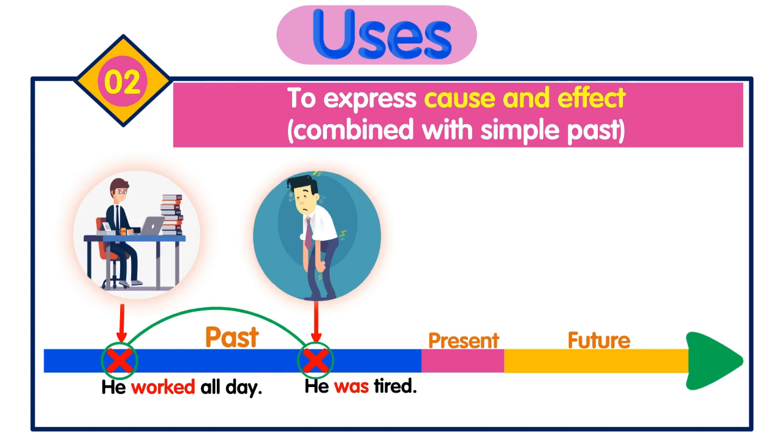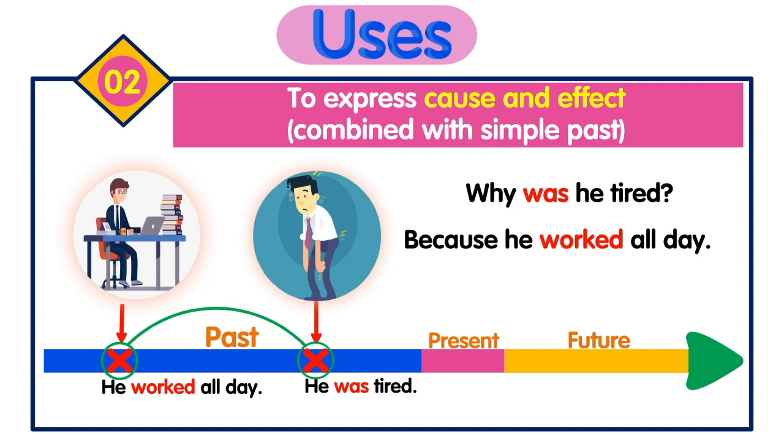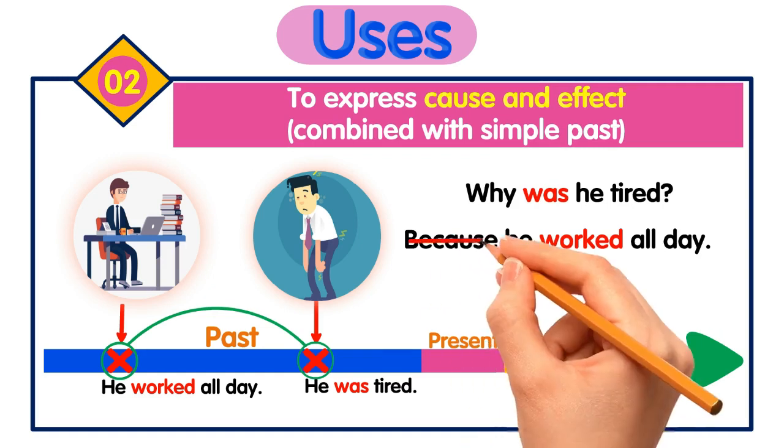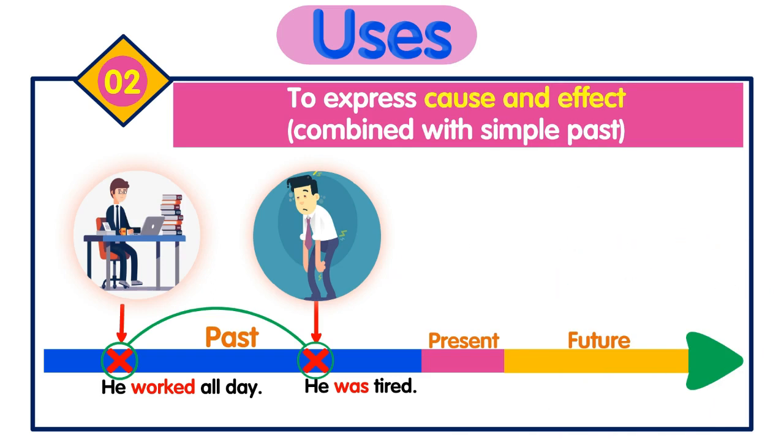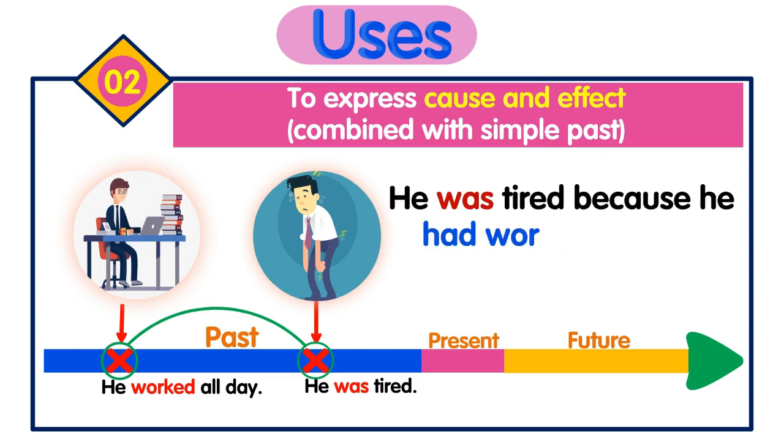So if I ask you, why was he tired? Your answer might be because he worked all day, and here you use the simple past, which is not correct in English. You have to use the past perfect here and say because he had worked all day. And the correct sentence is he was tired because he had worked all day. So there is a kind of cause and effect relationship between these two actions in the past.